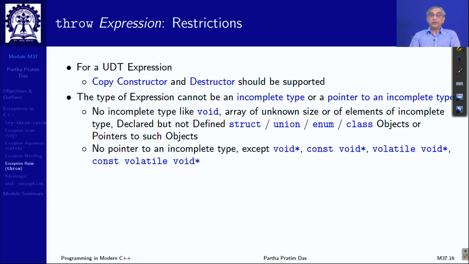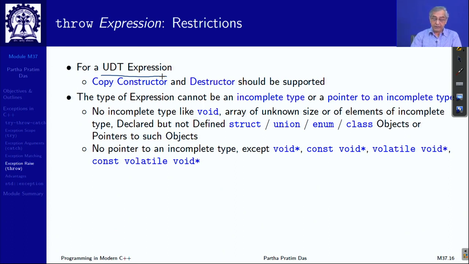So, there are certain restrictions. If you are using a user defined type as an exception object, then you must provide the copy constructor and the destructor. Obviously, the destructor is required so that at the end you can clean up. The copy constructor is required in case you want to rethrow, right. And any type can be used, but it has to be a complete type. You cannot have an incomplete type or pointer to an incomplete type usually, right.